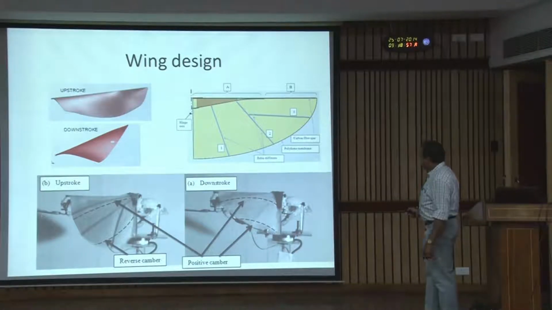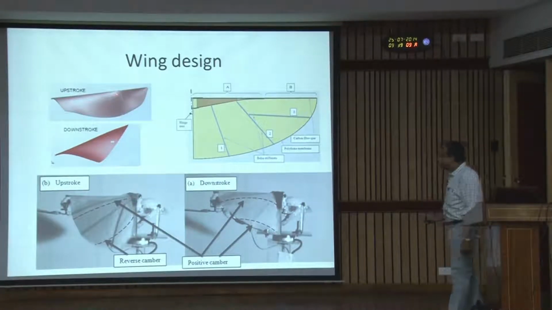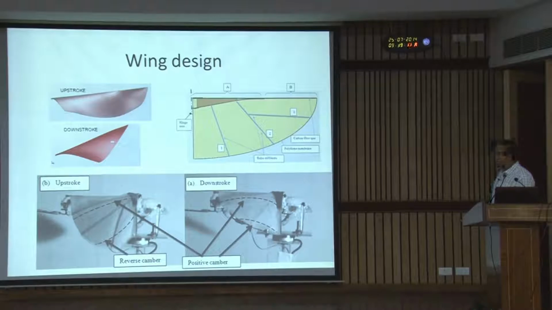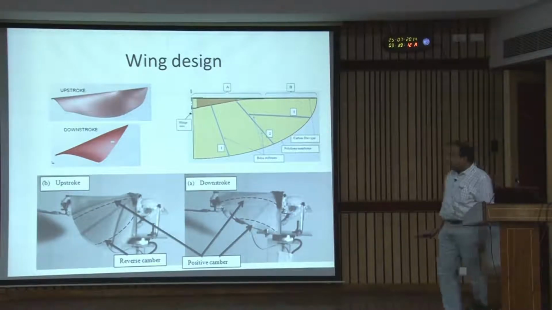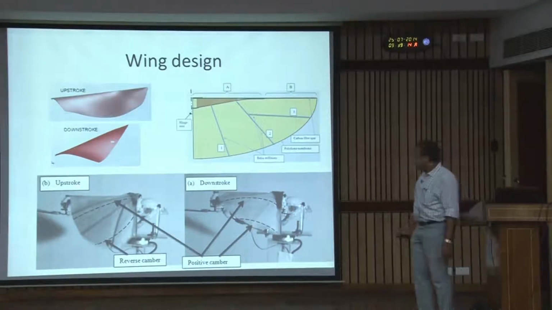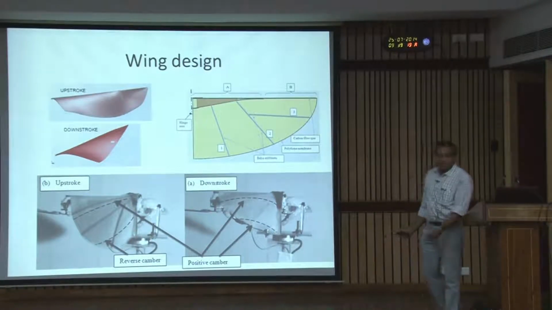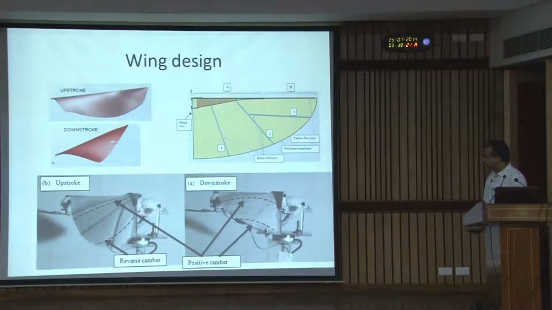What we did, we had just a leading edge spar, and we used stiffeners in such a way that we get the deformation during the upstroke the way we want, that is the reverse camber. So, we built this model and put it in a wind tunnel at that speed, and we used a 1000 frames per second high speed camera to look into that wing motion.